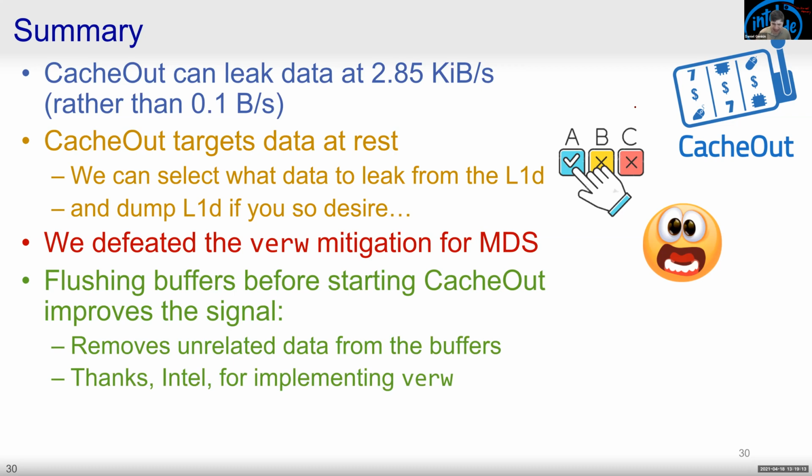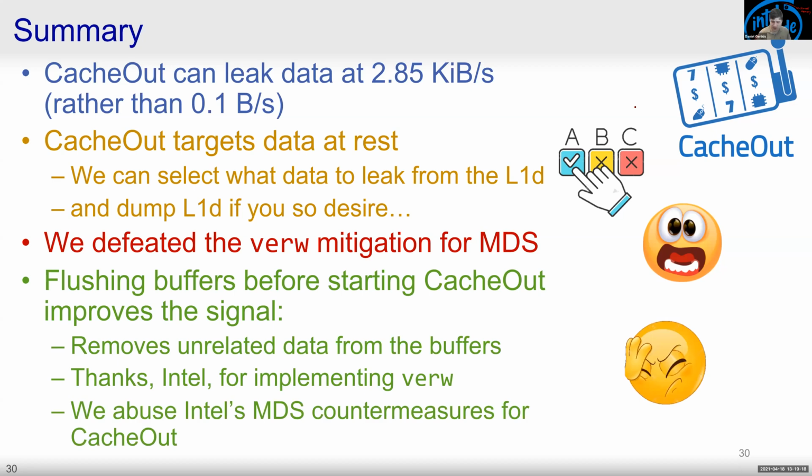And that's the minute where the cure is worse than the disease, because you can abuse VW to go from a leakage rate of 0.1 bytes per second to 2.85 kilobytes. Four orders of magnitude improvement for the attacker, zero help for the defender. Yay! That's how countermeasures should work, right? That's what countermeasures should do. They should help attackers make small problems big. Right? Everybody agree on that?